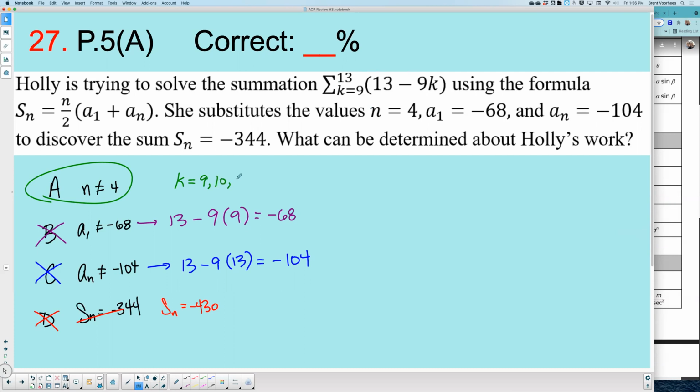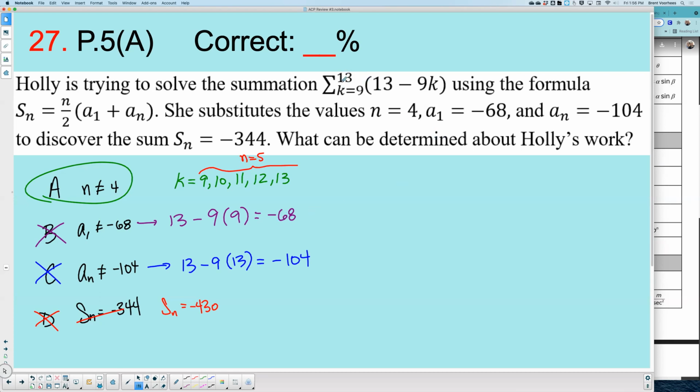10. What else? 11, 12, 13. How many different K values is that? 5. N equals 5 because there's 5 unique K values. So that is not the correct answer. N equals 5. So A would be the correct answer.